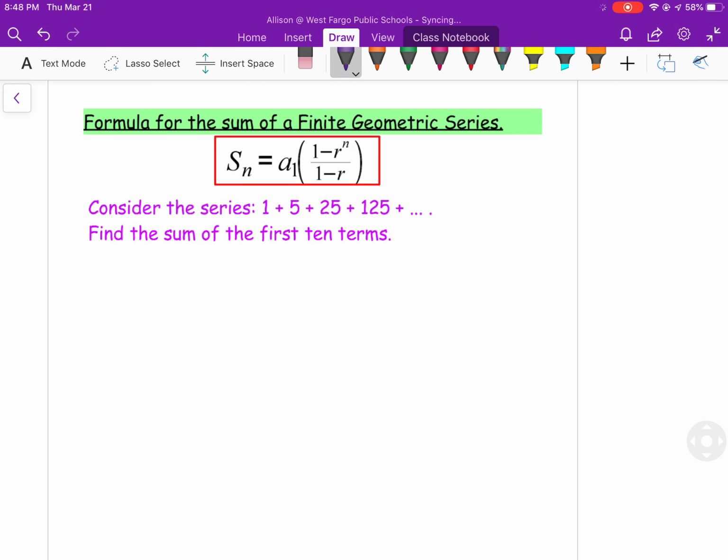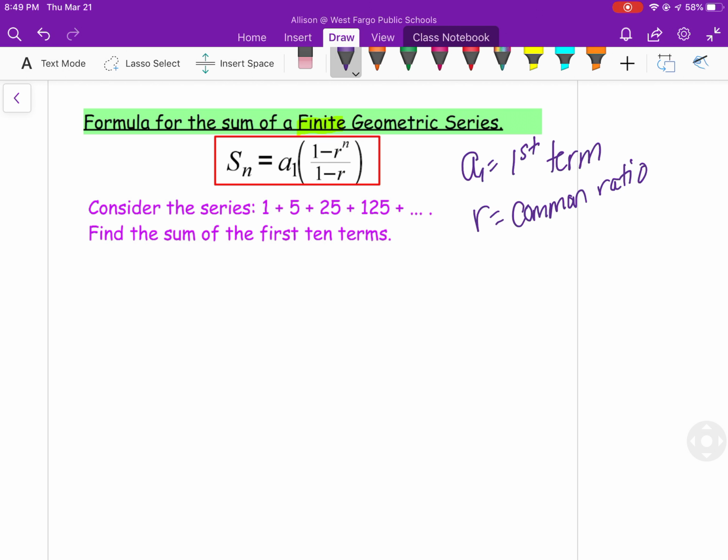Here's the formula for the sum of a finite geometric series. Remember that the word finite means that the series has a certain number of terms. It does not go on forever. Finite means we want a certain number of terms summed. Just a reminder that a sub 1 still means that that's the first term, and r is our common ratio. That's what we're multiplying by.